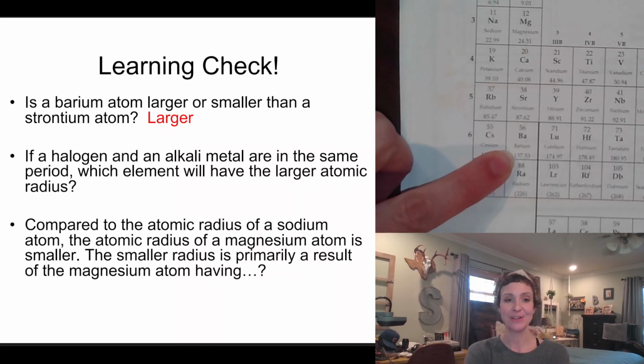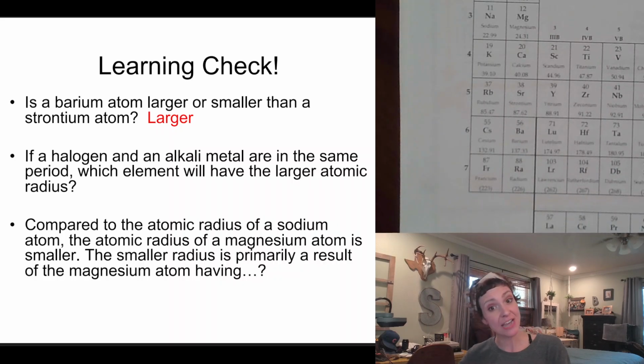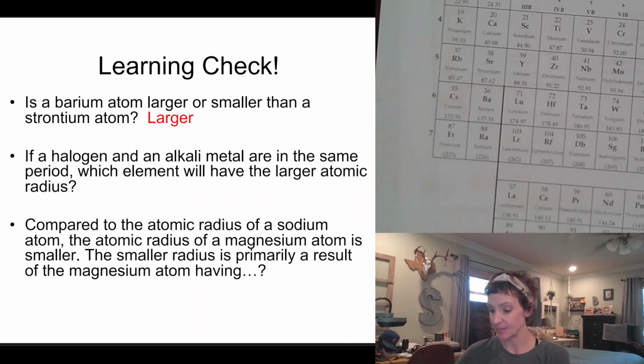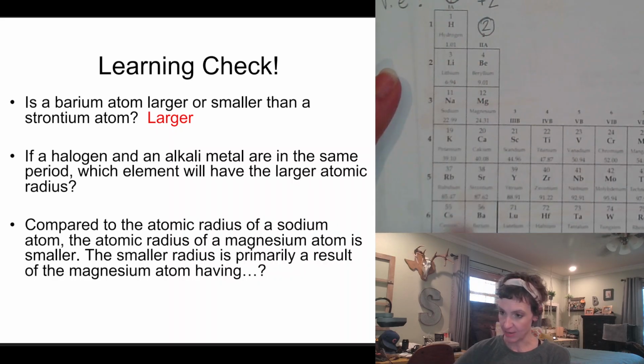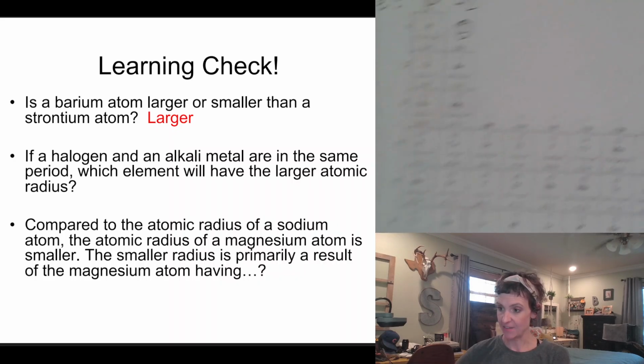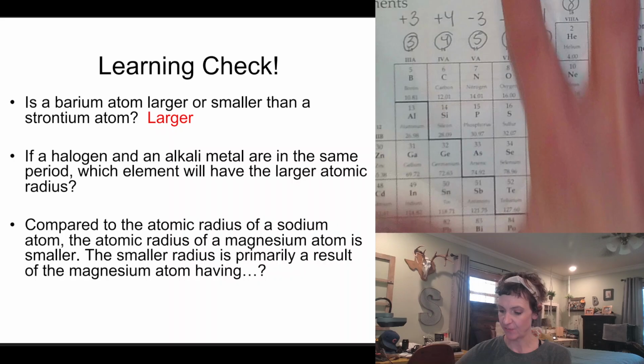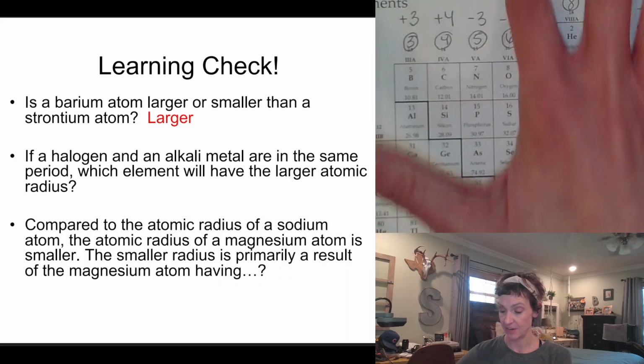Okay. Next question is if a halogen and an alkali metal are in the same period, which means same row, which one of those elements will have a larger atomic radius? So as a review, my alkali metals are group 1 over here on the very far left side. And then if I scooch it all on over, my halogens are over here in group 17, almost to the end, right next to the noble gases.